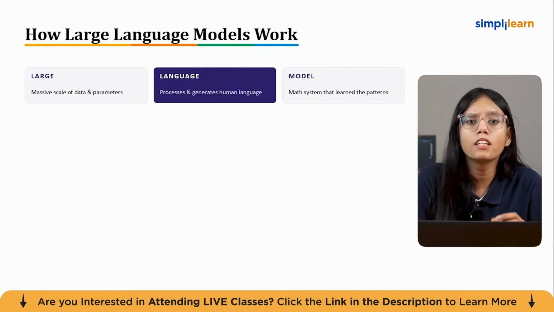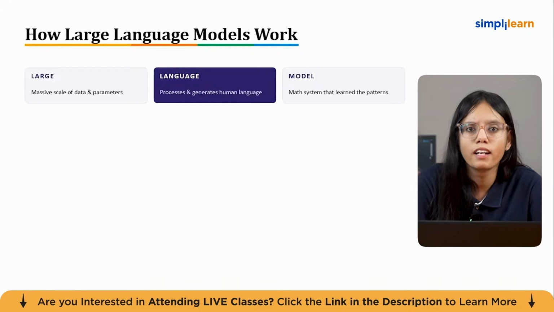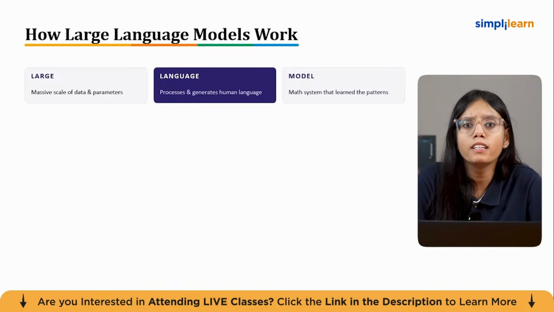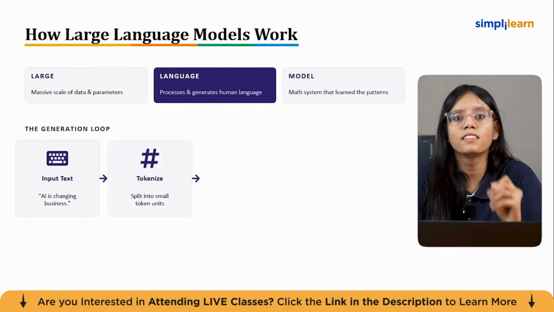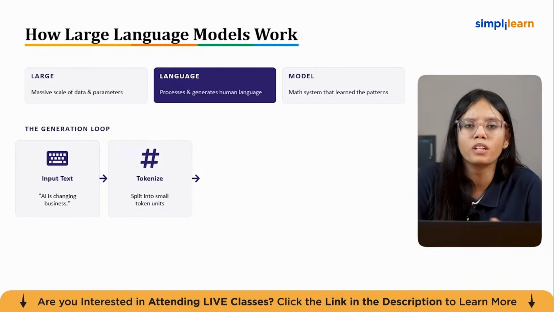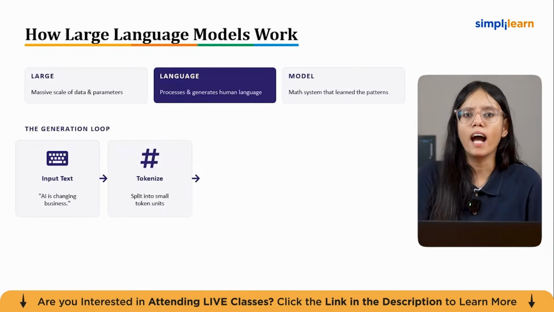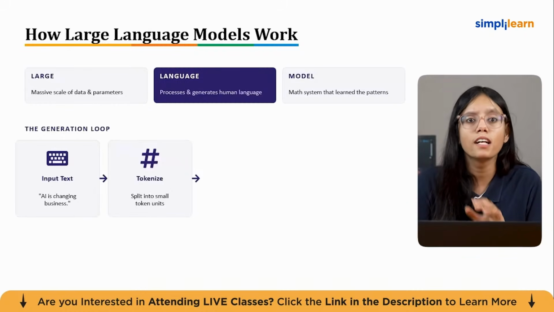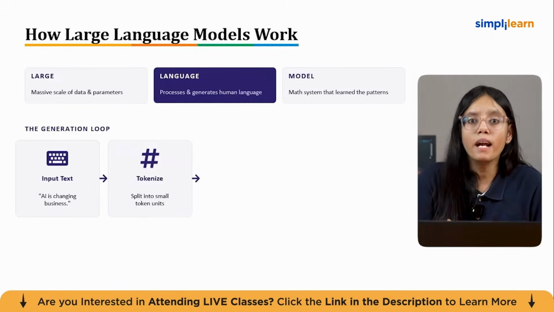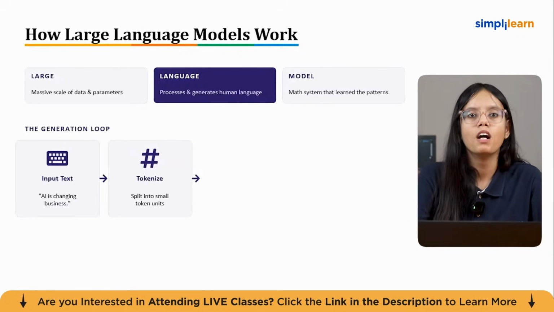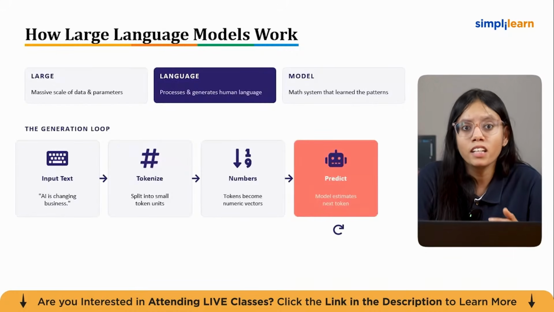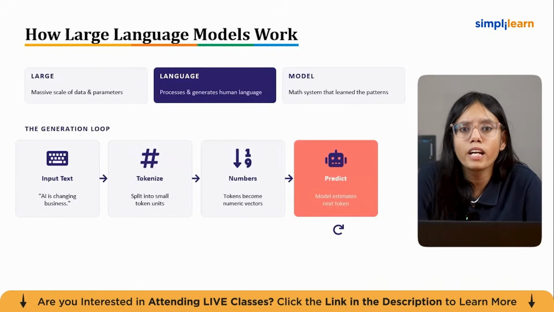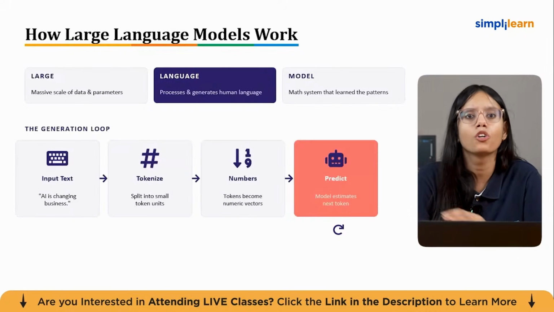But an LLM doesn't process language exactly the way humans see it. Suppose you enter, artificial intelligence is changing business. Before the model processes this sentence, the text is divided into smaller units called tokens. A token might represent an entire word, part of a word, punctuation, or another textual unit depending on the tokenizer being used. Those tokens are then represented numerically so that the neural networks can process them. When an LLM generates an answer, it essentially estimates which token is most appropriate to generate next based on the context it has already received.